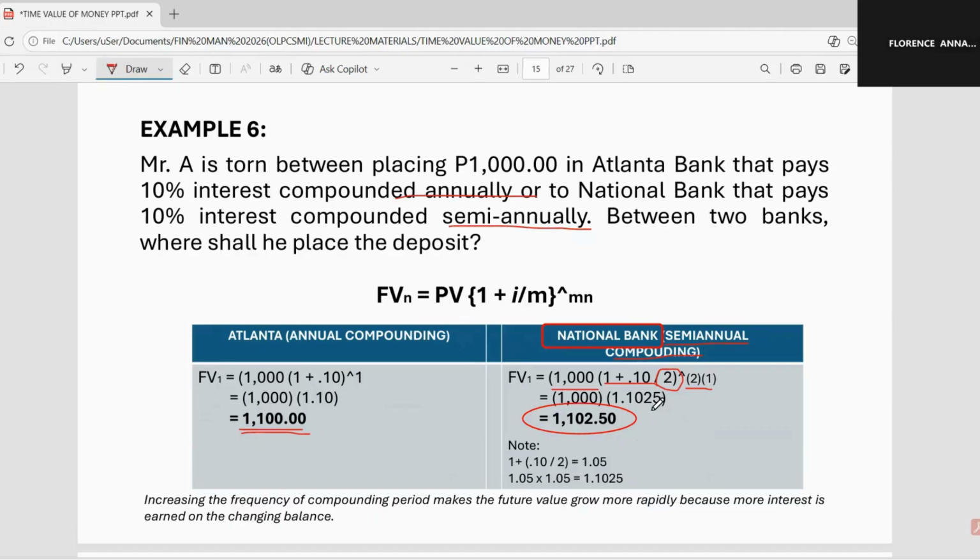So how much is that? 0.10 divided by 2 plus 1, that's 1.05, times 1.05, you'll get 1.1025 times 1,000, you'll arrive at 1,102.50. So if you will notice, increasing the frequency of the compounding period makes the future value grow more rapidly because more interest is earned on a changing balance.